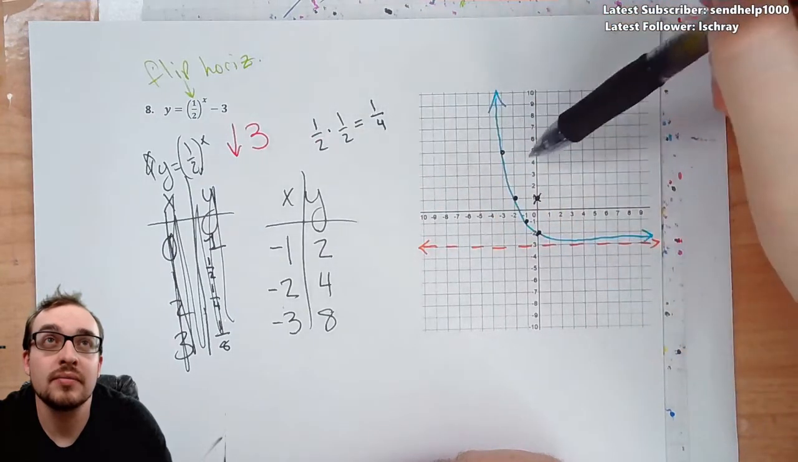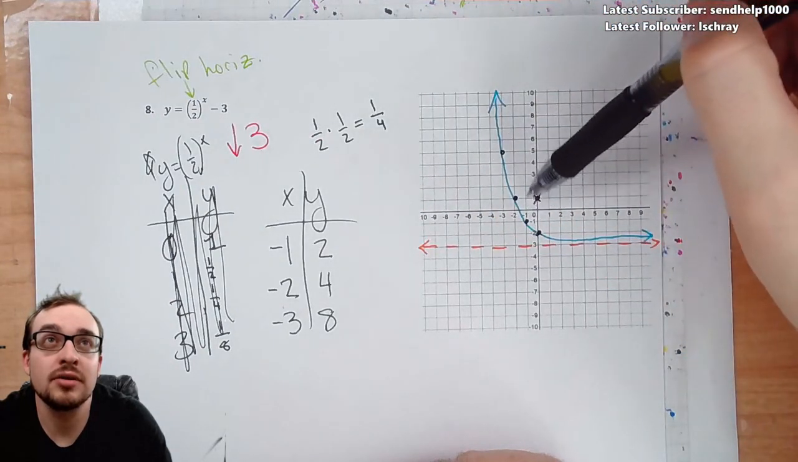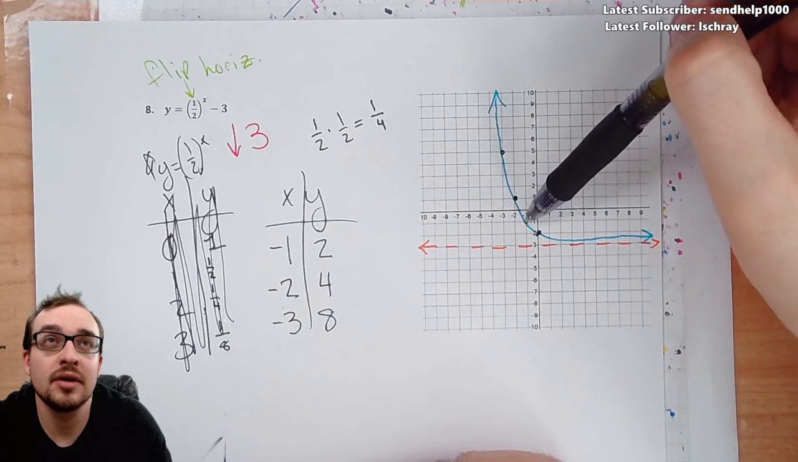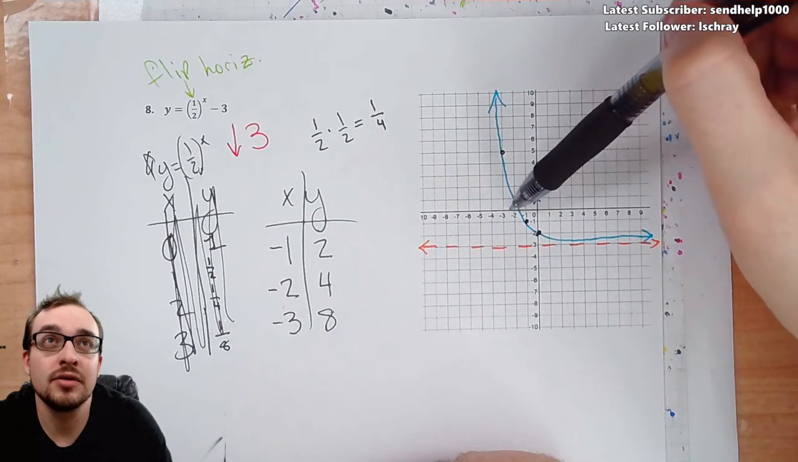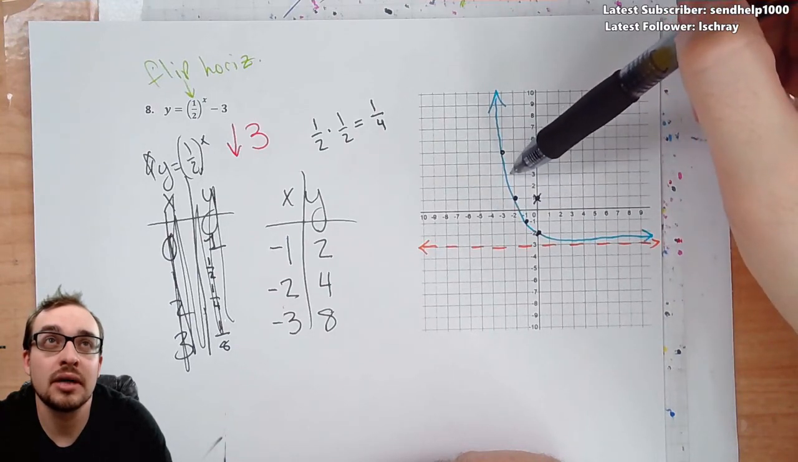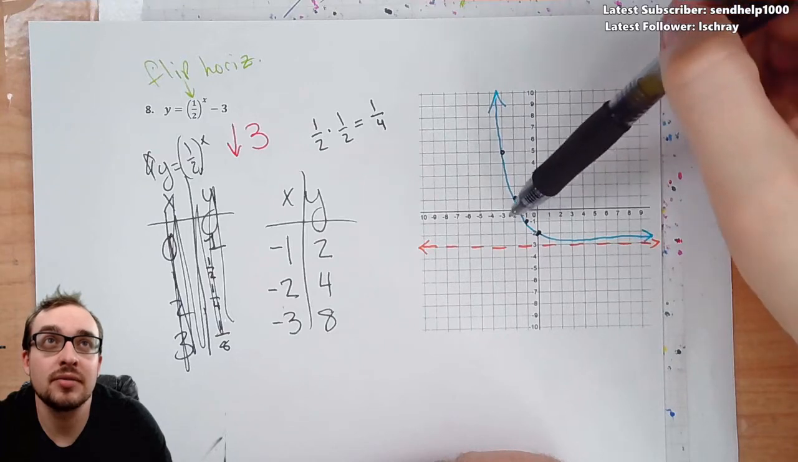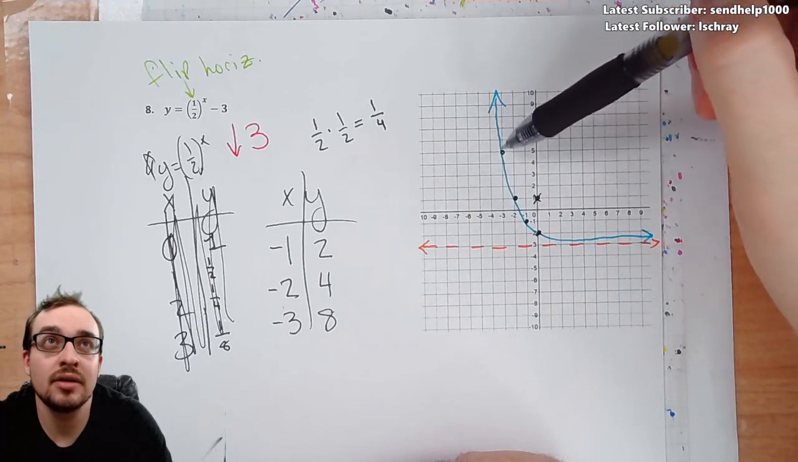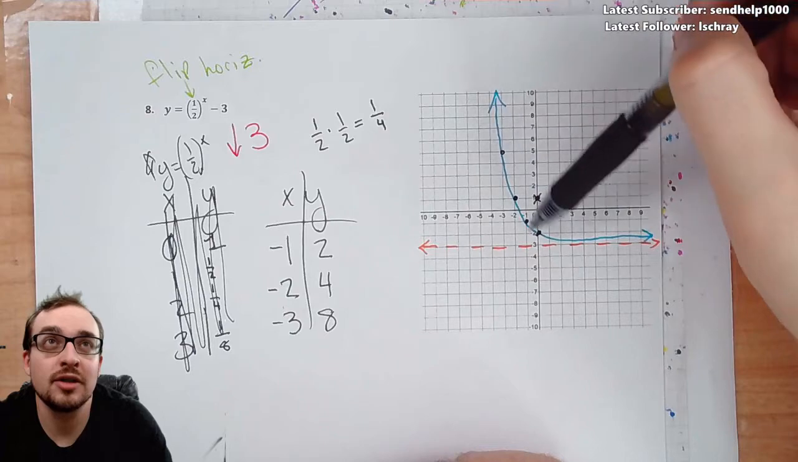And then I go down 3. So instead of negative 1, 2, I go down 3, and I'm here. Instead of negative 2, comma 4, I go down 3, and I'm here. Instead of negative 3, 8, I go down 3, and I'm here. So my curve is going like this.